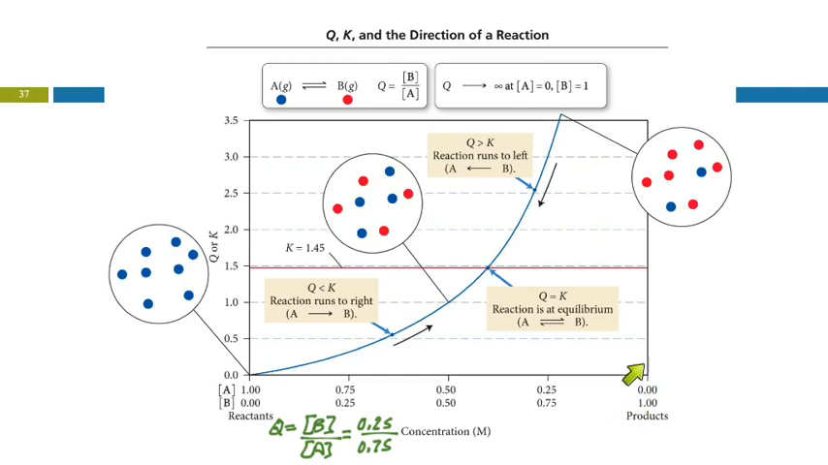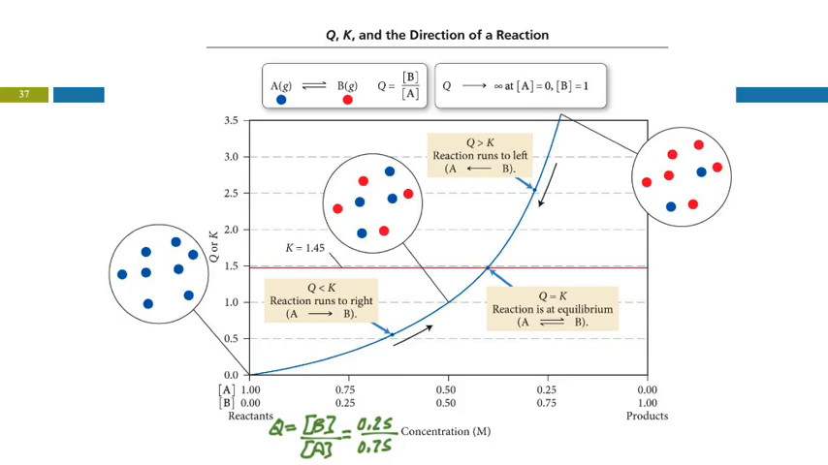What would it be over here? What's 1 divided by 0? Undefined, right? You can't divide something by 0. This is going to go towards infinity, right? Because what if you had 1 mole per liter of products and 1 atom per liter of reactants, right? That'd be a ginormous number. So this is just going to keep increasing.